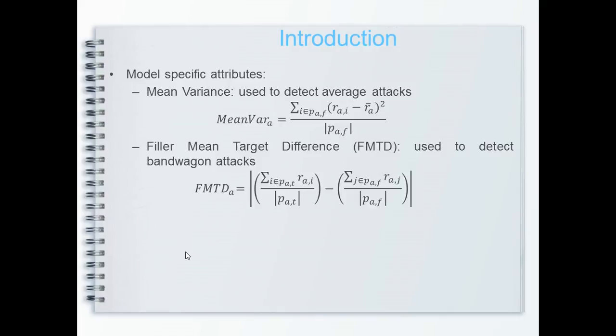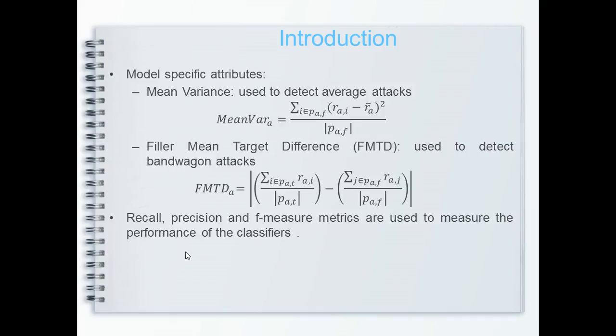Mean variance is an attribute which is used to detect the average attacks. Filler mean target difference is used to detect the bandwagon attacks. To measure the performance of the classifiers, recall, precision, and F-measure metrics are used.